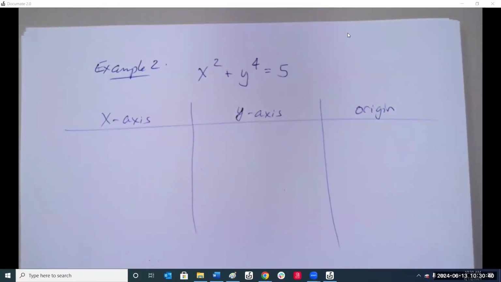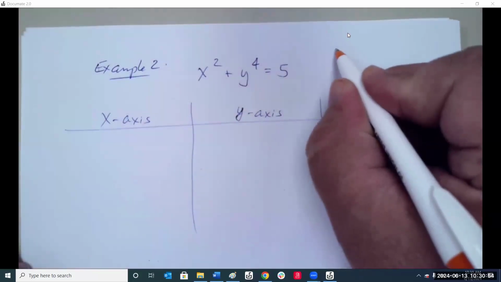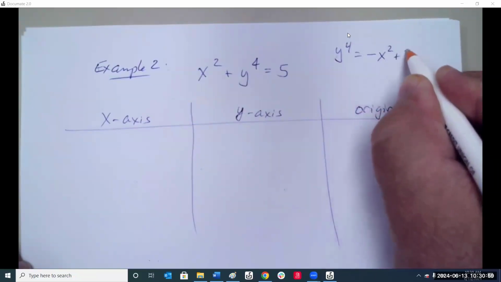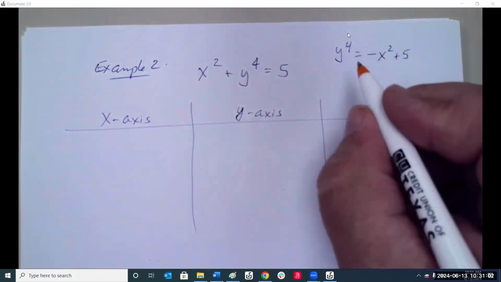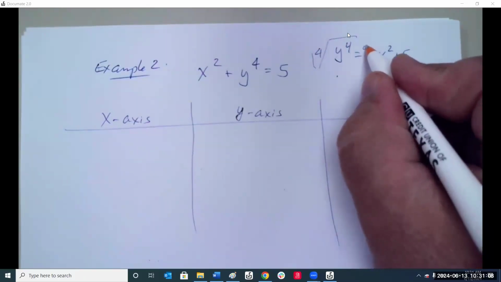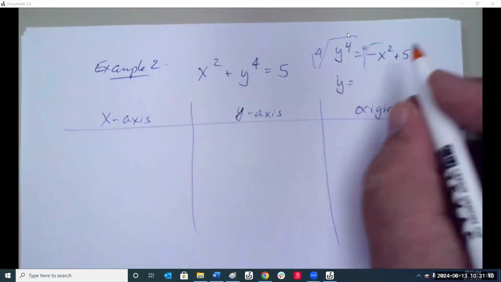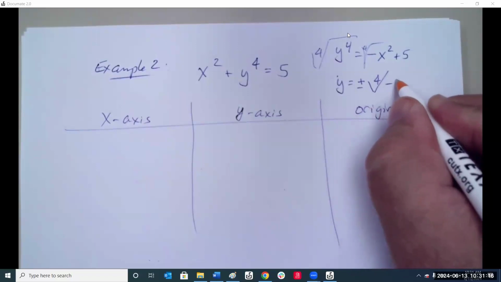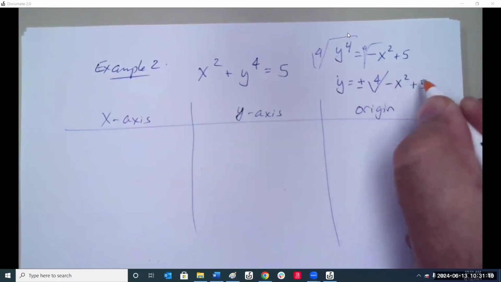So how do we do that? What do you have to do first? Get the y by itself. Exactly. Very good. So we have to solve for y. We get y to the 4th equals -x squared plus 5. And then take the 4th root of both sides. So y is equal to plus or minus the 4th root of -x squared plus 5.